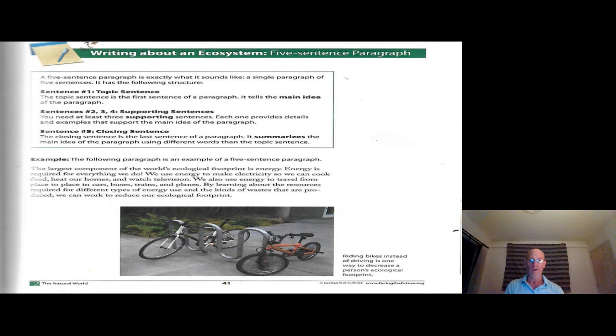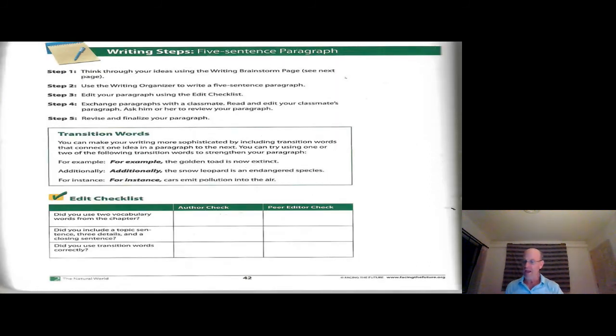Go to the next slide here. So what you're going to do here is brainstorm, okay, look at the picture and get an idea for a main idea. And then you'll use a writing organizer to organize your thoughts. Okay, then you can write, edit. You can exchange your writing with people on the Facebook group, or again with me. I'd be glad to look at it and give you comments. And then based on that, you can revise and finalize your paragraph.